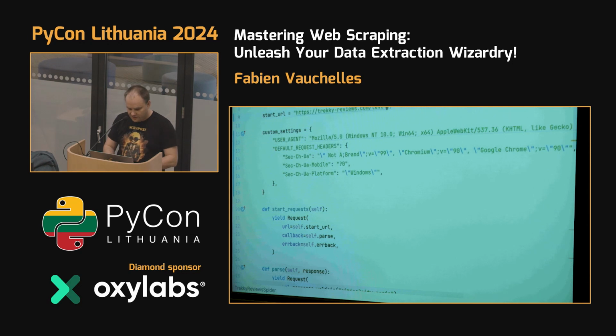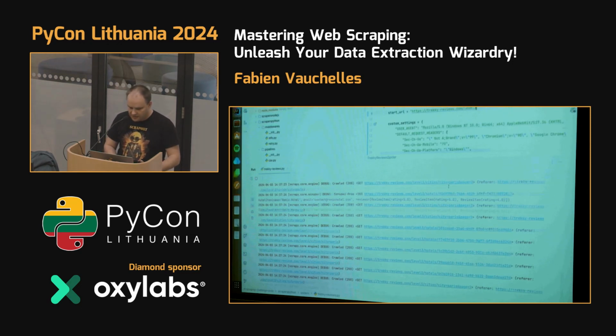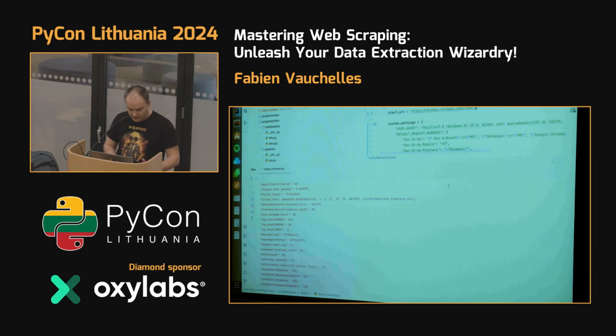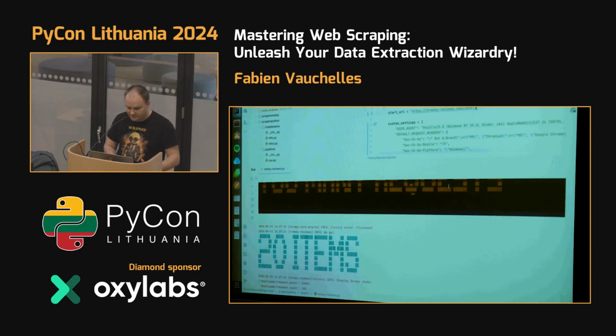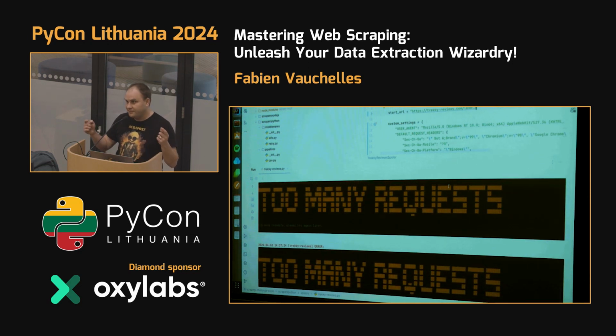So it's level 3. Now the spider will have this kind of error. You see I just collected 20 items. I've got too many requests, too many requests, too many requests. It's because I'm doing all the requests from my laptop. I just have one IP address, so I need many IP addresses. To do that, I will introduce you to proxies.